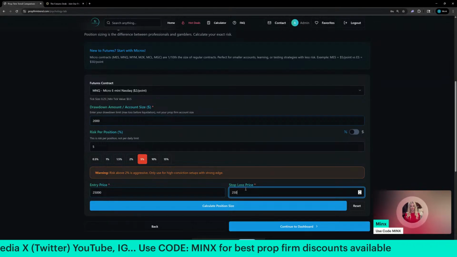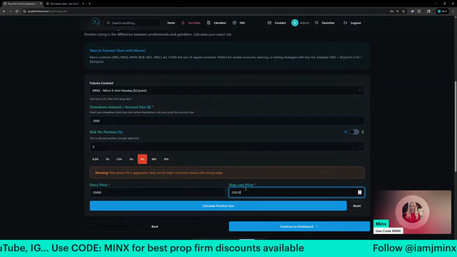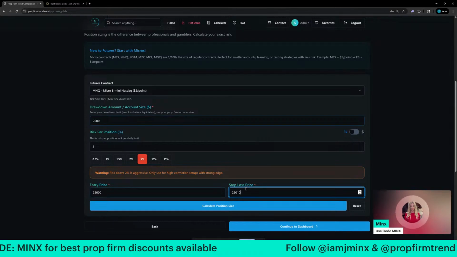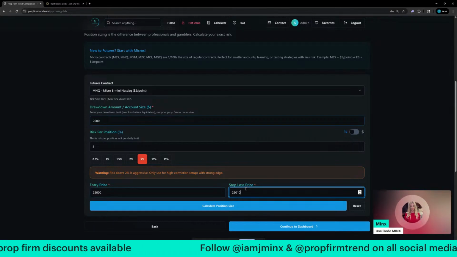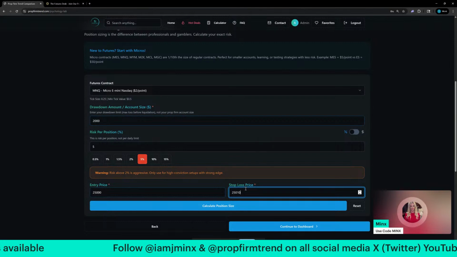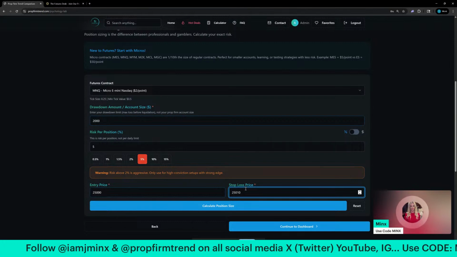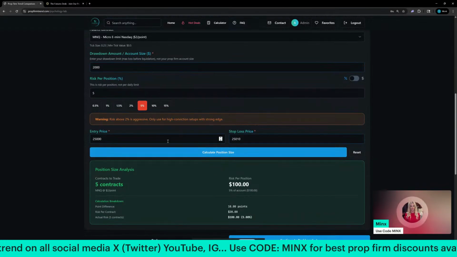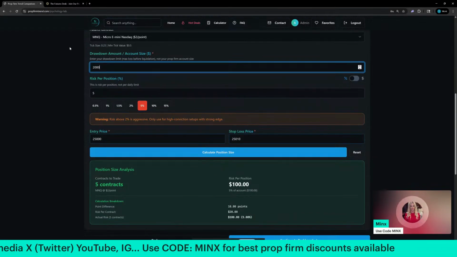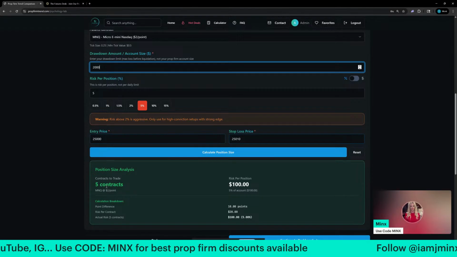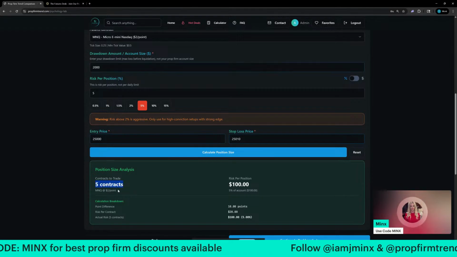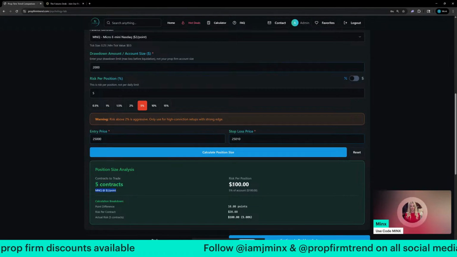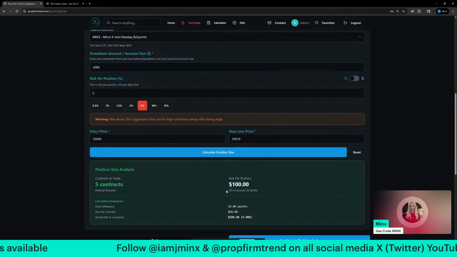We're going to have a hard stop loss. That's another thing. You should always, always, always have a hard stop loss, because if you don't, the market will, and your stop loss is going to be auto liquidation. So basically, based on what your account size is, you should be able to use 5 MNQs. Your risk per position is $100.